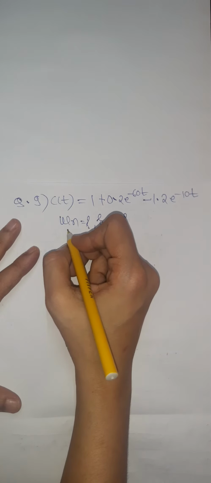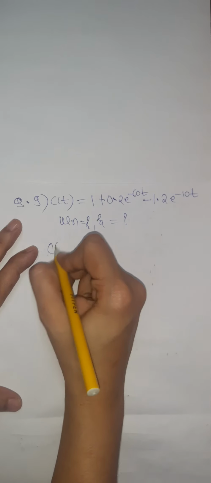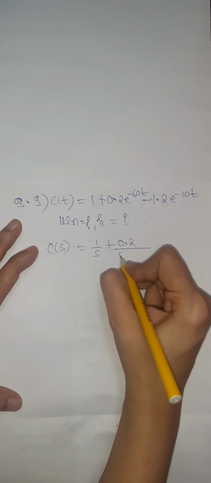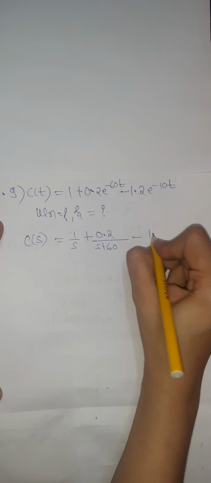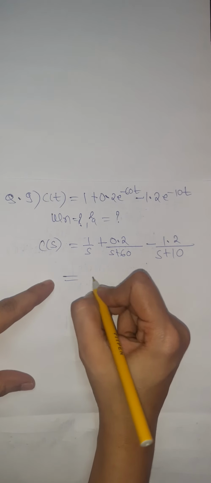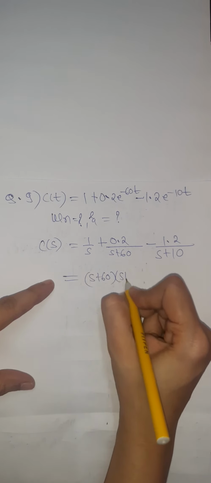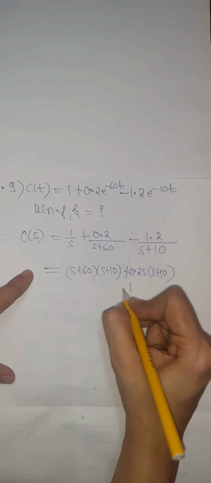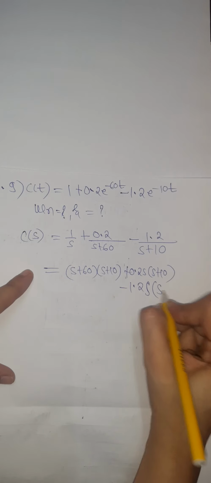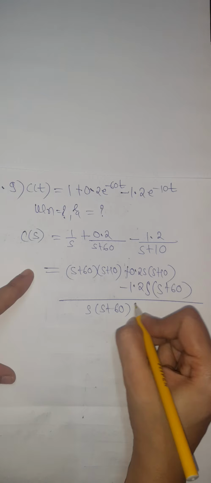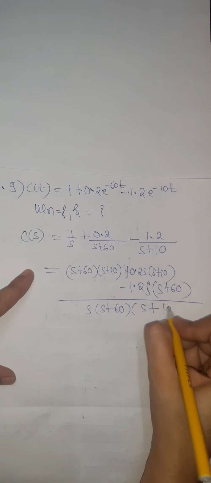I will take the Laplace transform of this C of t. C of s is equal to 1 by s plus 0.2 by s plus 60 minus 1.2 by s plus 10. So it is s plus 60 into s plus 10 plus 0.2 into s plus 10 minus 1.2 into s plus 60, divided by s plus 60 into s plus 10.